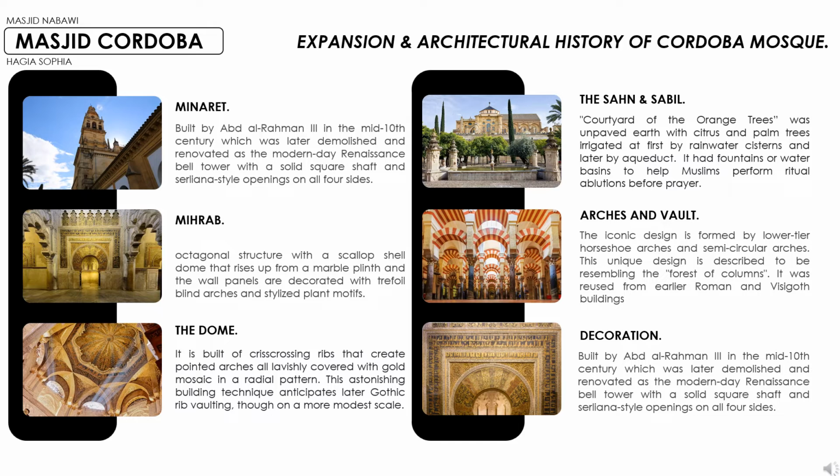Another interesting architectural element of the Mosque of Cordoba is its unique design of horseshoe arches and semicircular arches resembling a forest of columns. It was reused from early Roman and Visigoth buildings. Another element is a decoration at the top of the mihrab that has a calligraphic quotation from the Quran, the date of the building dedication, and the name of the patron.